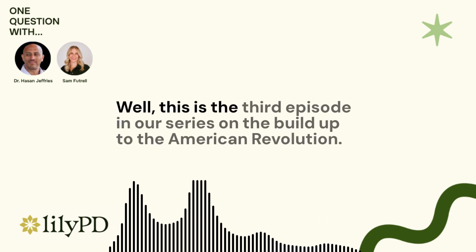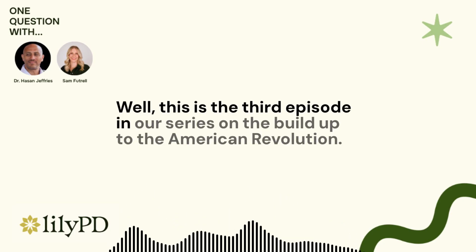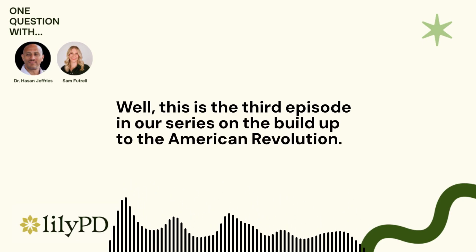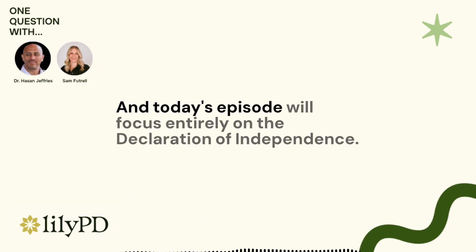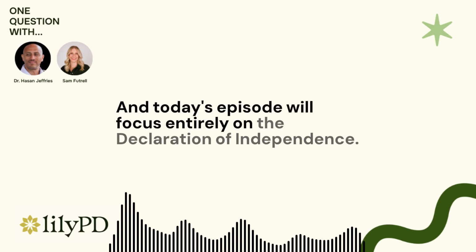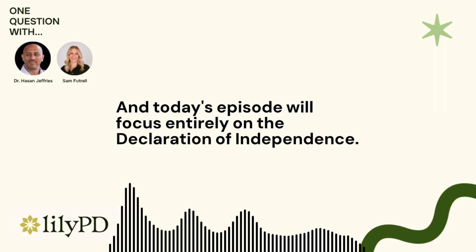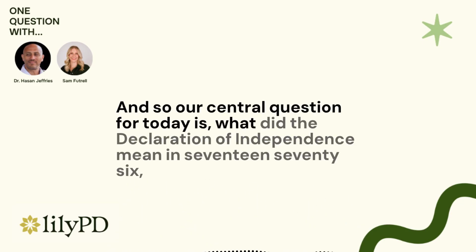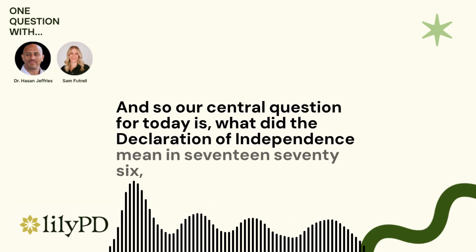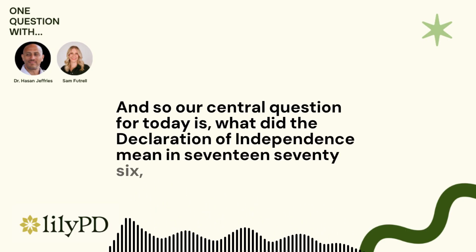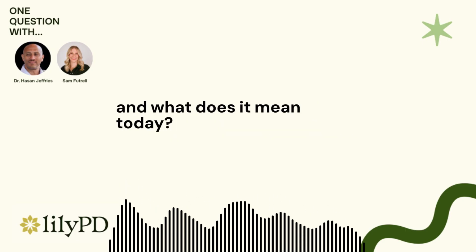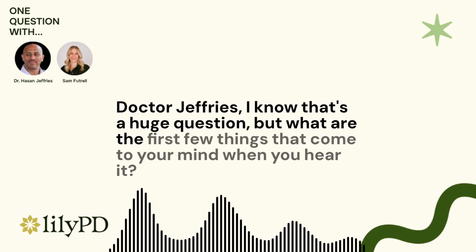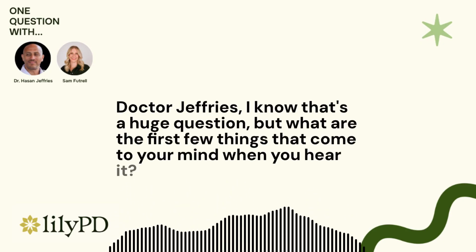Well, this is the third episode in our series on the build up to the American Revolution. And today's episode will focus entirely on the Declaration of Independence. And so, our central question for today is, what did the Declaration of Independence mean in 1776, and what does it mean today? Dr. Jeffries, I know that's a huge question, but what are the first few things that come to your mind when you hear it?